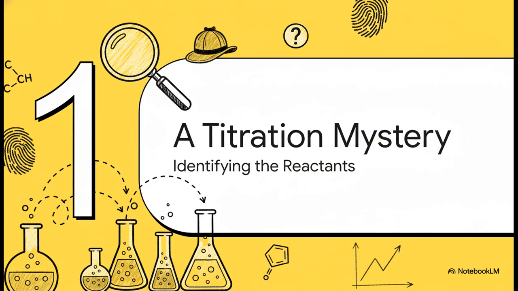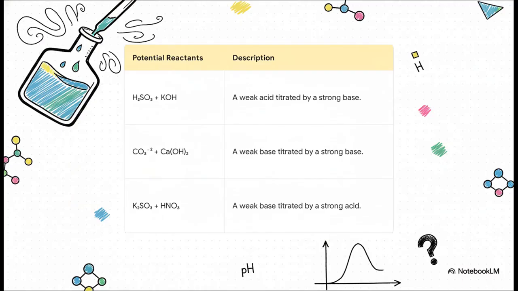Any good detective knows you have to start by identifying the players involved, right? So let's dig into the evidence here in the graph and figure out exactly what our reactants are. And here we go. This is our lineup of suspects. We've got 3 possible pairs of chemicals. The big question is, which one of these reactions does our graph actually show?